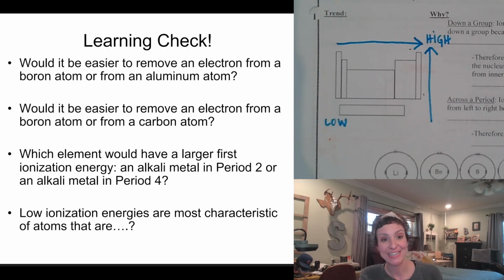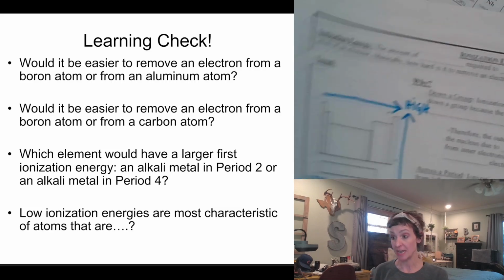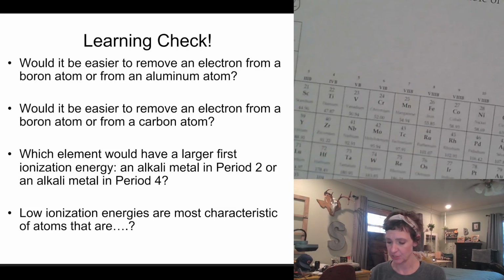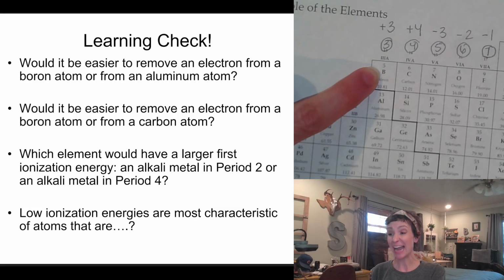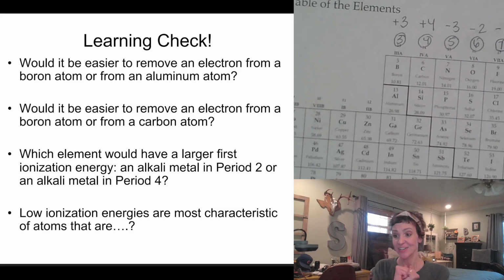Okay, another learning check. It says, would it be easier to remove an electron from boron or from aluminum? So on my real periodic table, so we can actually visually see these things, we've got boron, we've got aluminum. Boron is up higher, he is smaller, he is tighter. So it will be easier to remove an electron from the bigger, fatter element out of those two. So aluminum would be much easier.